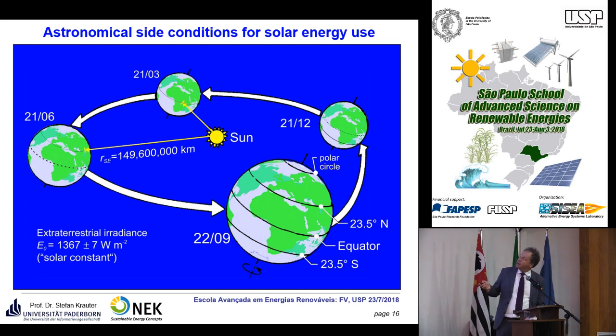So we have some special conditions. Here in December, the southern hemisphere, a large part of Brazil, is looking more towards the sun, so we have summer there. If we go to Europe, Germany, North America, it's looking away from the sun. So here it doesn't receive that much sun, and therefore we have winter there.